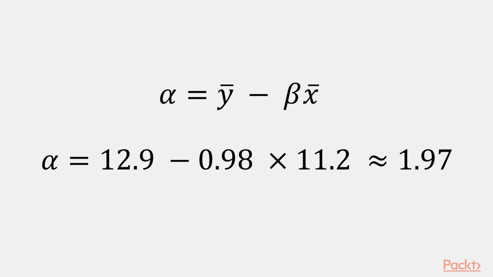Having solved for beta, we can solve for alpha using this formula. Here, y bar is the mean of y and x bar is the mean of x. X bar, y bar are the coordinates of the centroid, a point that the model must pass through.